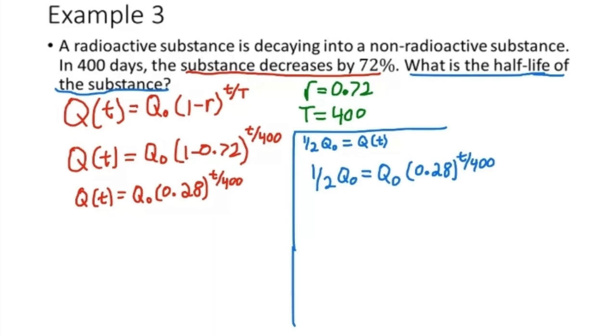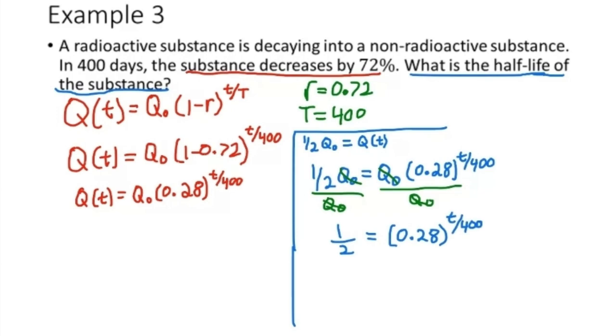Notice how we have a Q sub 0 on both sides. Since Q sub 0 is a non-zero value, we can divide both sides by Q sub 0, and they're going to cancel out. And I get 1/2 equals 0.28 raised to the t over 400. So it turns out I didn't need to know the initial amount of substance, because here they canceled out nicely. Now we can solve our equation exactly the same way we did in the previous slides.